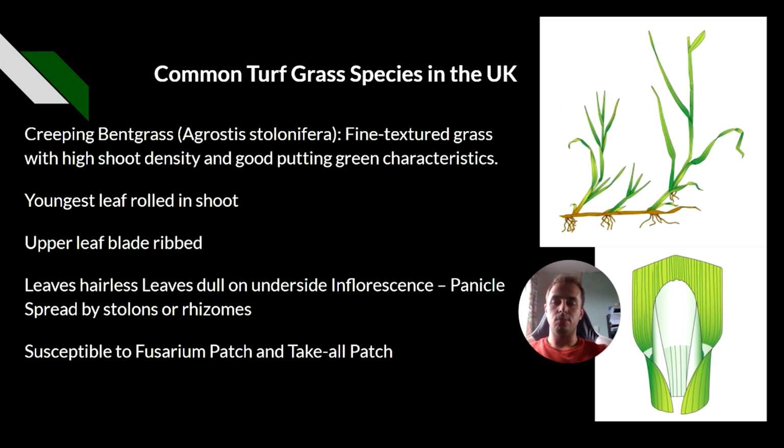Another one of the big common ones in the UK is creeping bentgrass. It's a fine textured grass with a high shoot density and good putting green characteristics, which is why it's used on a lot of golf courses. The youngest leaf is rolled in its shoot, which we see again for other turfs, but we can identify it with the other characteristics, like the upper leaf blade being ribbed, leaves hairless, leaves dull on the underside, and it'll be massively susceptible to things like fusarium patch or take-all patch.